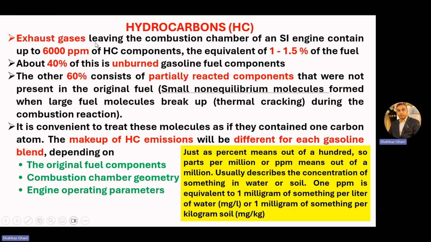So exhaust gases leaving the combustion chamber of an SI engine contain up to 6,000 parts per million of hydrocarbon components, the equivalent of 1 to 1.5% of the fuel. About 40% of this is unburned gasoline fuel components. The other 60% consists of partially reacted components that were not present in the original fuel. Small non-equilibrium molecules form when large fuel molecules break up by thermal cracking in the combustion chamber.